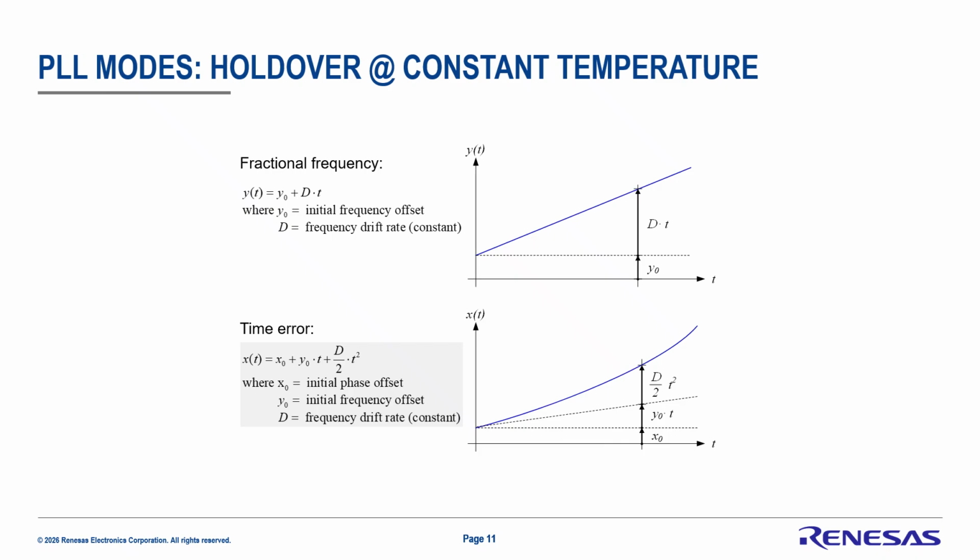However, if we look at the time or phase error component, this offset of frequency actually becomes an accelerator of the time error. And because of this, over time, you could actually drift quite far from the original time that you're at when you're tracking the input reference. This becomes important when you're trying to define things like time holdover or phase error holdover.